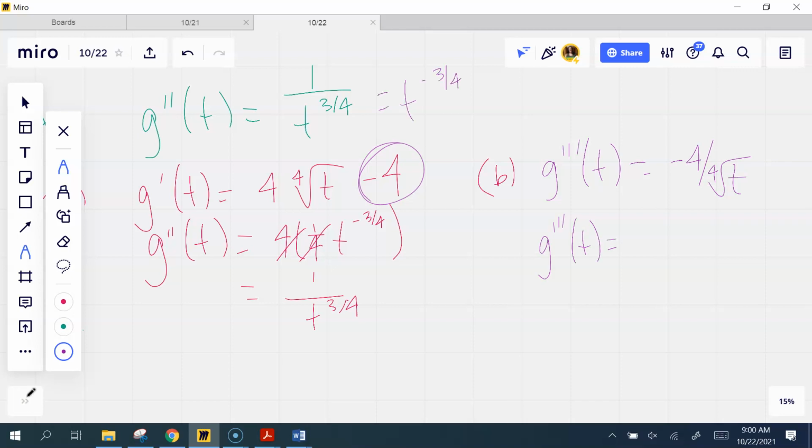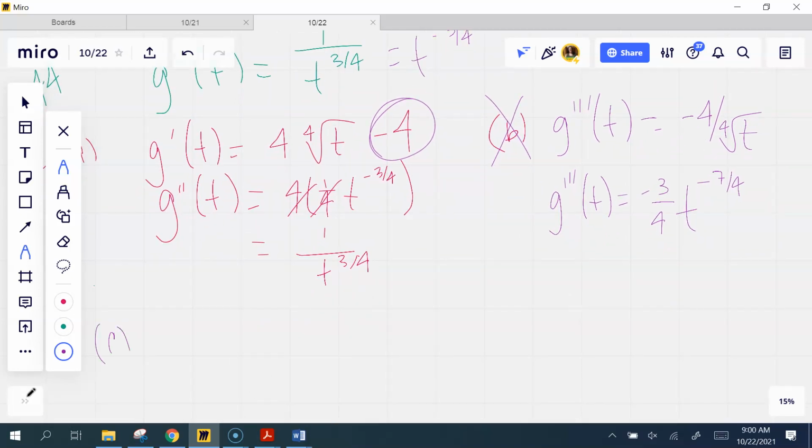Do you agree? Yes, Ms. McGee, we agree. So let's do the power rule. -3/4 t to the, what's -3/4 minus 1? Negative 1/4. No, sorry. -7/4. Yeah, 7. So no, that could not be. Then part C.